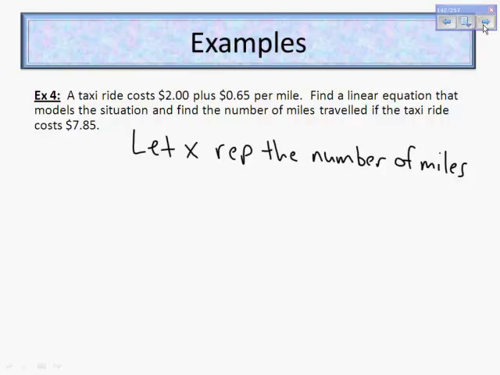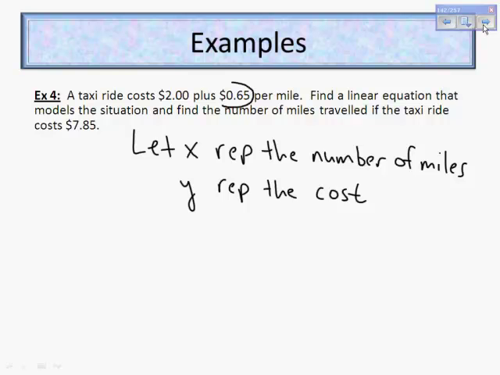And I'm going to let y represent the cost. Now I've chosen to let x represent the number of miles because that's what's changing on me all the time, the number of miles that I traveled, because it said that it's 65 cents per mile. So I have everything I need. I have my slope. I have what my value is changing by every single time, and it's right here.